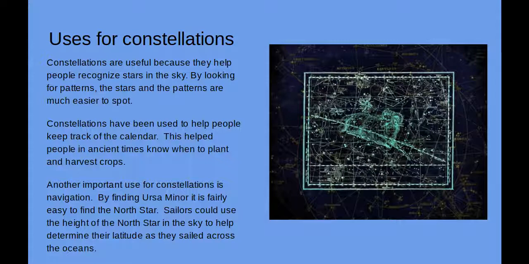Another important use for constellations is navigation. By finding Ursa Minor, it is fairly easy to find the North Star. Sailors could use the height of the North Star in the sky to help determine their latitude as they sailed across the oceans.